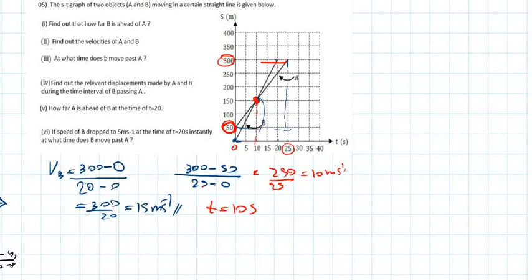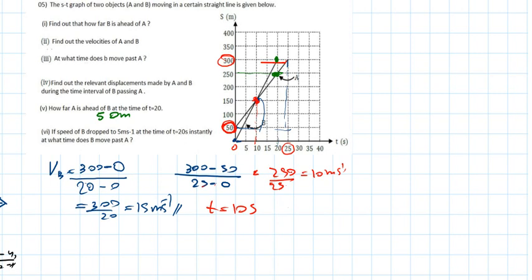If the speed of B drops to 5 ms minus 1 instantly at a time of 20, at what time does B move past A? At 20 seconds its speed suddenly drops. To what? Sorry, not to zero, to 5. So what is the speed it is running now? B has been running at 15. All of a sudden it drops to 5 ms minus 1.